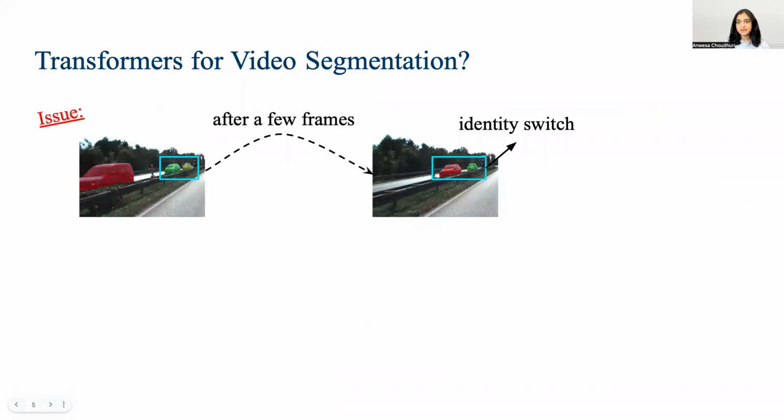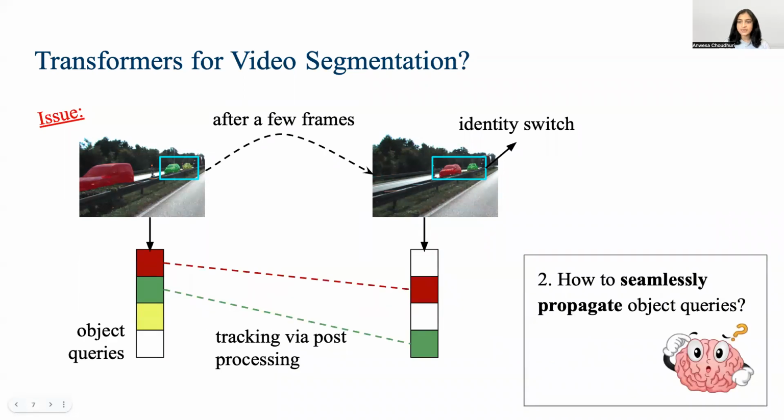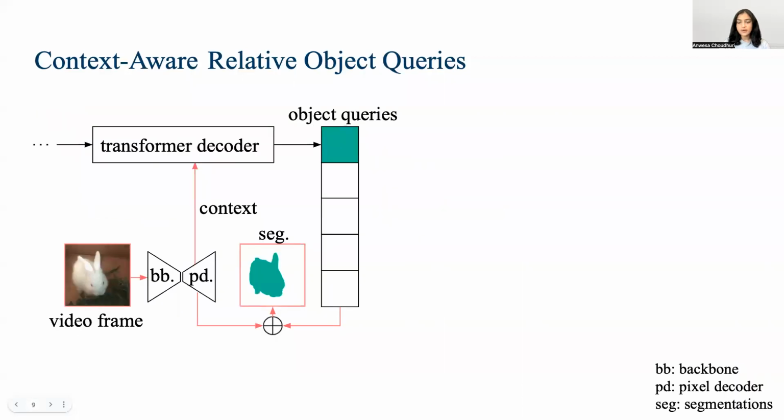How to produce temporally consistent object queries that model appearance and position changes of objects across frames. How to seamlessly propagate object queries while keeping the processing of frames online. To answer these questions, we develop context-aware relative object queries for video segmentation.